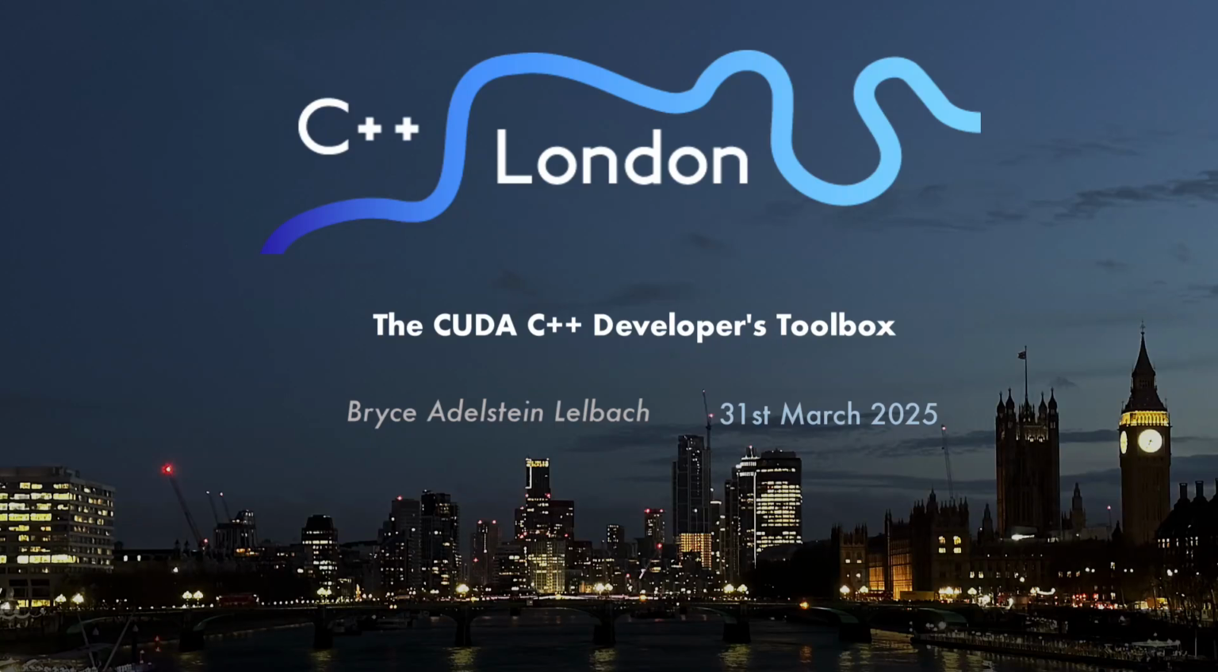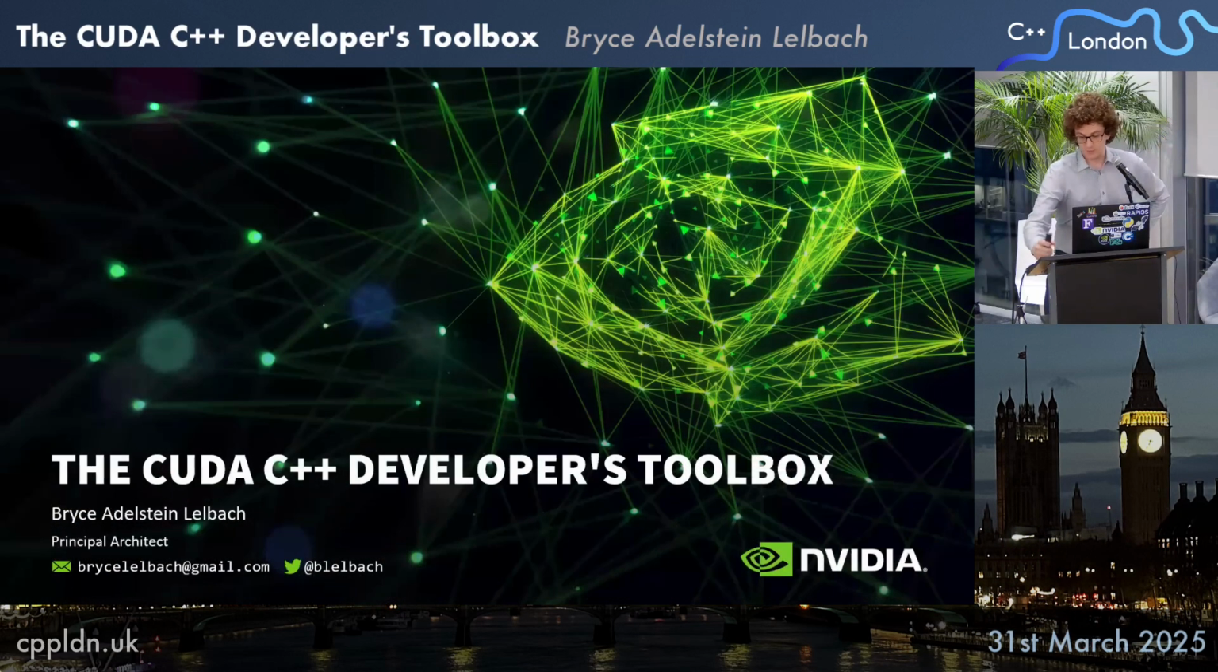So my name is Bryce Adelstein Lelbach. I am a principal architect at NVIDIA, where I lead programming language design and evolution. My job is to make every major language a GPU language, from Fortran to C++ to Python to Rust to JavaScript. So I'm involved in the leadership of many programming languages. I chaired the Standard C++ Library Evolution Group and the American Programming Languages Standards Committee. So today, we're going to explore the tools, libraries, and best practices that you should use to write idiomatic and modern CUDA C++ code.